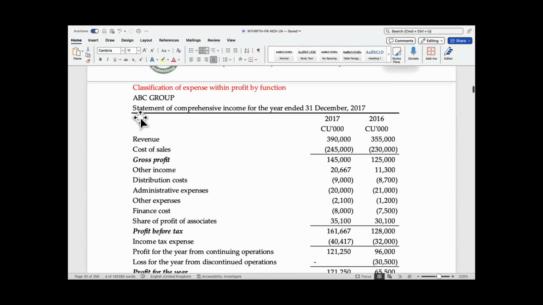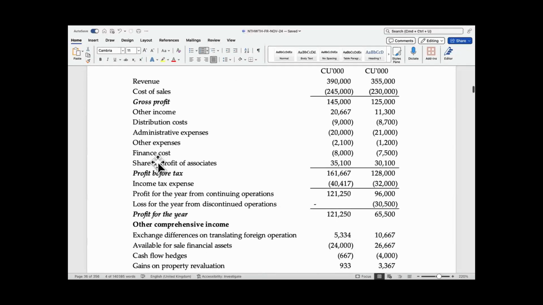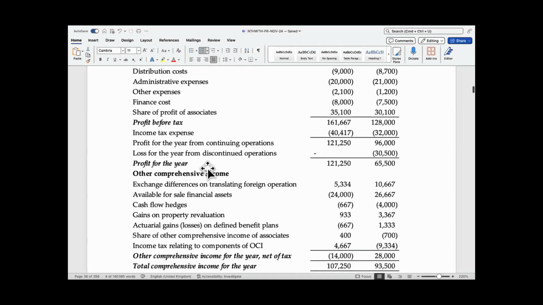So you would have from your revenue, deduct your cost of sales, your gross profit, other income, distribution, admin, other expense, finance costs, share of profit of associates, income tax. Then you have your profit from continuing operation. If you have discontinuing operation, you present it separately. Then you have profit for the year. Then you present your other comprehensive income.